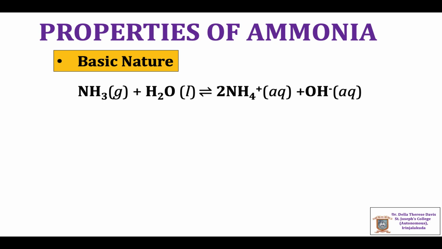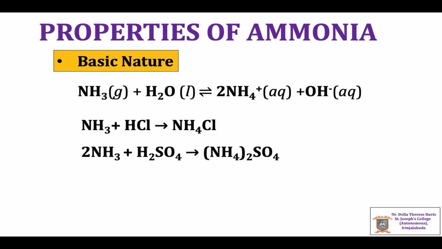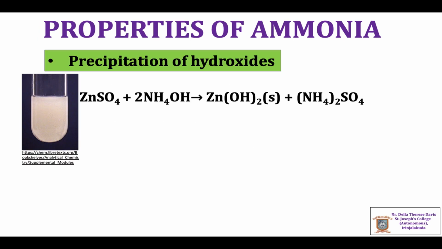Ammonia is basic in nature. In aqueous solution, it exists as NH4 cation. Ammonia reacts with acids to form ammonium salts. Ammonia plus HCl gives ammonium chloride. Ammonia plus H2SO4 gives ammonium sulfate.